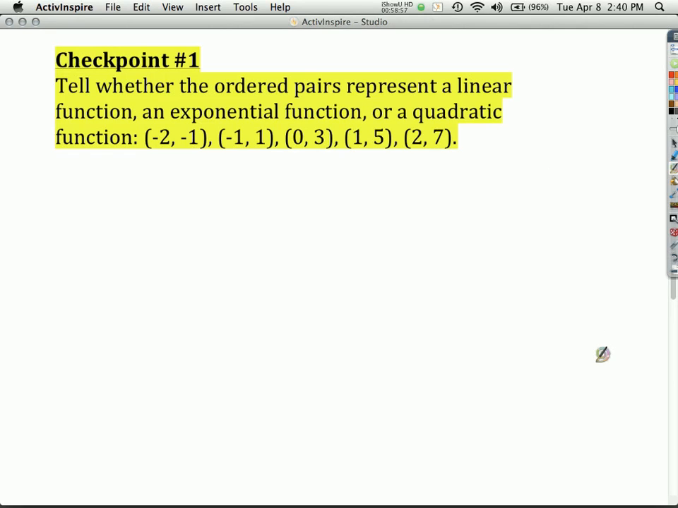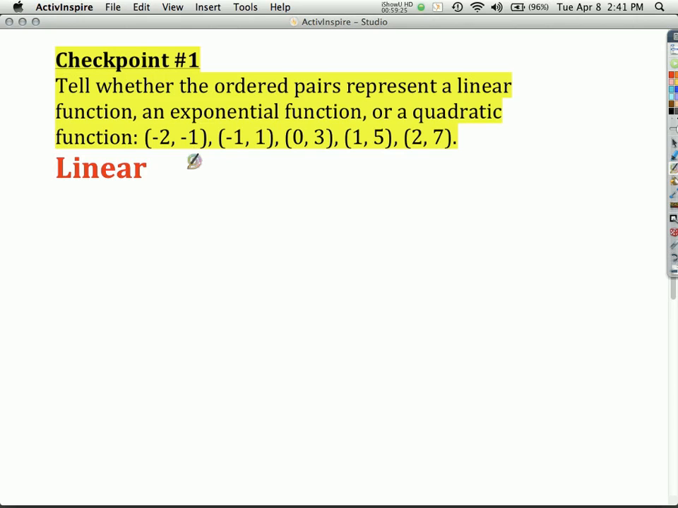All right, we're going to answer this one by survey. Give me a thumbs up if you think it's linear. Okay, put your thumbs down and give me a thumbs up if you think it's quadratic. Okay, put your thumbs down, give me a thumbs up if you think it's exponential. So everybody thought it was linear, and it is linear.